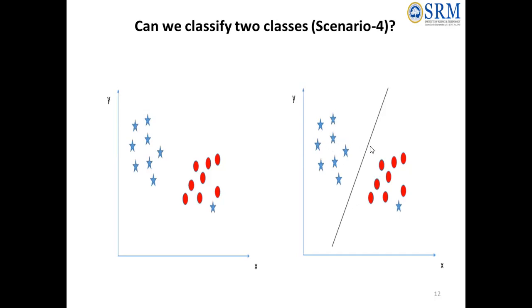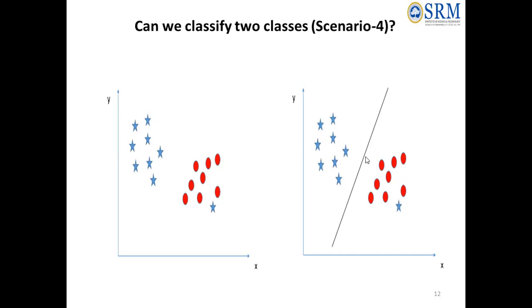As the majority of the stars are available here, and the majority of the balls are available here, this star is available as an outlier. So we can say SVM is robust to outliers and it can be divided in this manner.